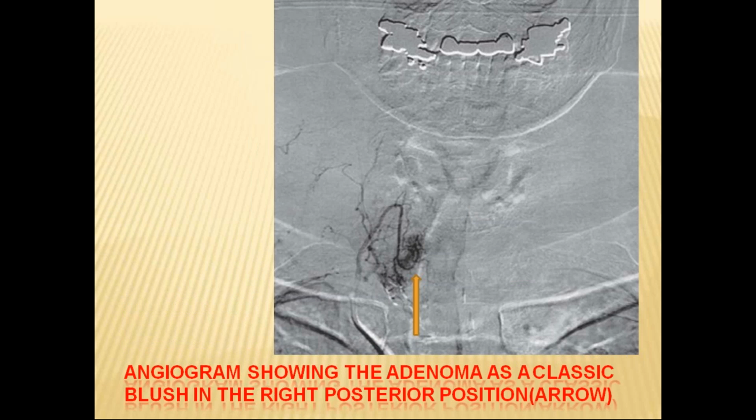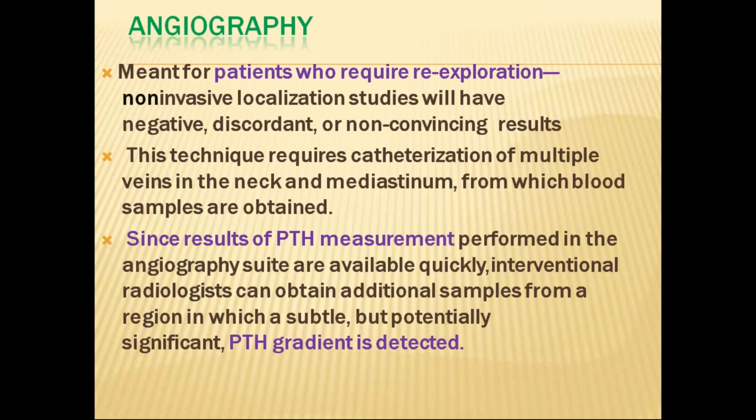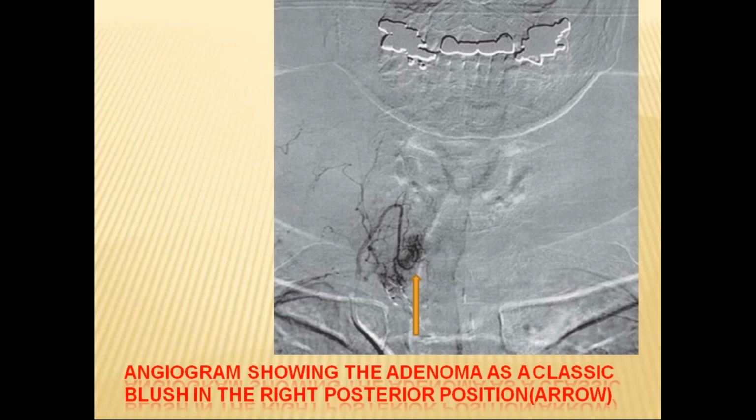And this is an angiogram where the inferior thyroid artery is delineated. You can see a blush here. These blushes are usually sites of increased growth, be it a malignancy or a benign tumor.